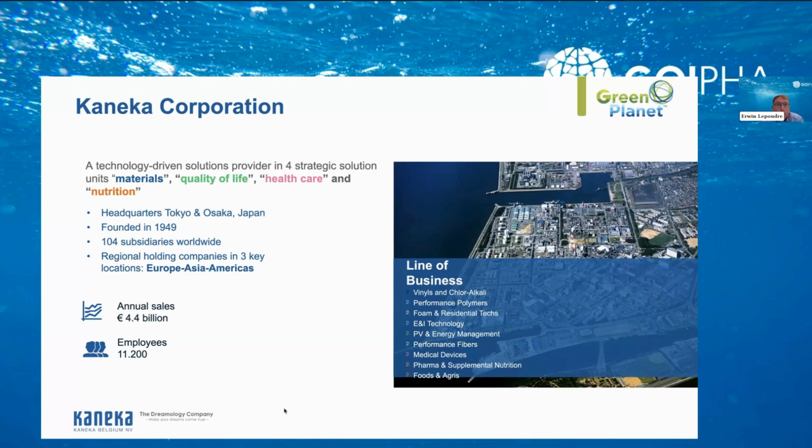Our headquarters is in Tokyo, Osaka, but we have about 104 subsidiaries worldwide and are organized into regional holdings, one in Europe, Asia, and Americas. Myself, I'm belonging to Kaneka Belgium, who is part of the Kaneka Europe holding. Seeing this overview of business lines, you probably question already what is now the key competence of Kaneka and how that correlates to PHA. Next slide, please.